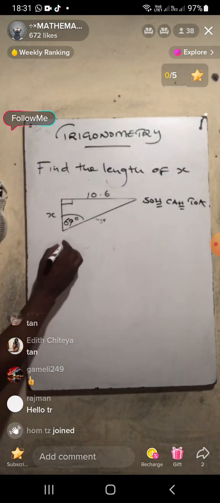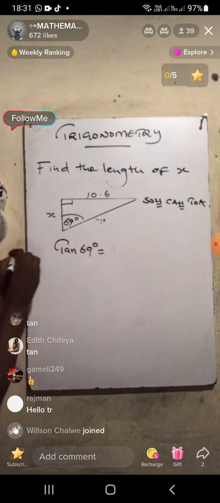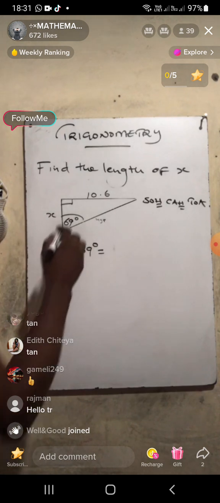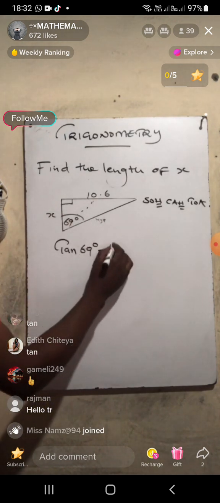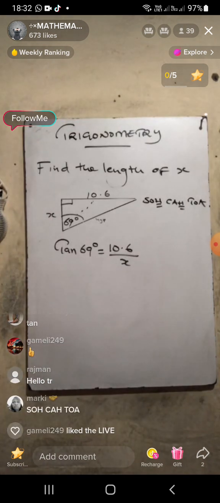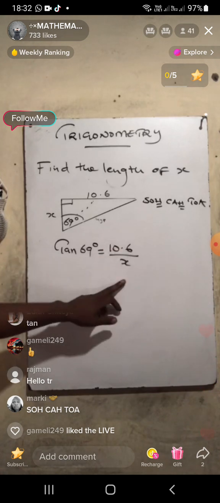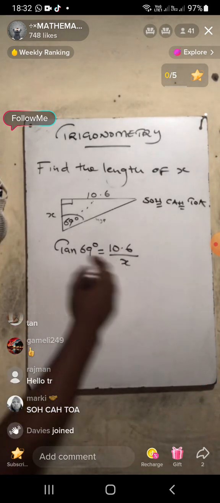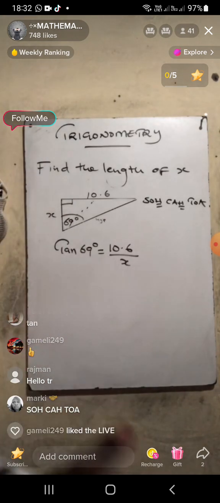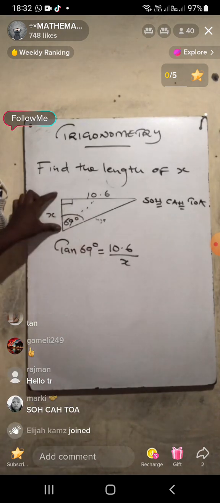or tan. So we're going to say tan theta, in this case our theta is 69 degrees, is equal to opposite. Our opposite in this case is that. So we're going to have 10.6 over our adjacent. It's opposite over adjacent. Then after that, we make x the subject of the formula, because we are trying to solve for that x. We want to know the length of that x.